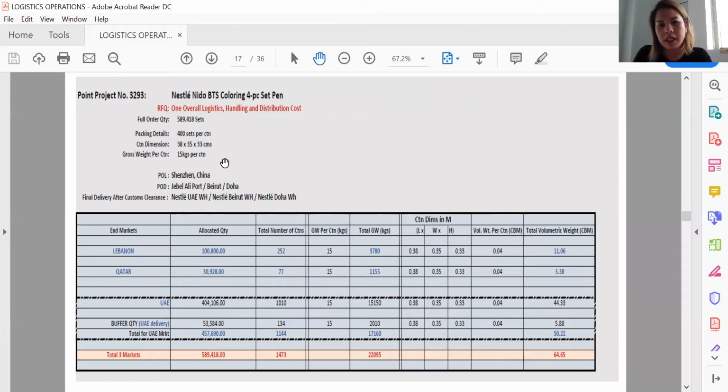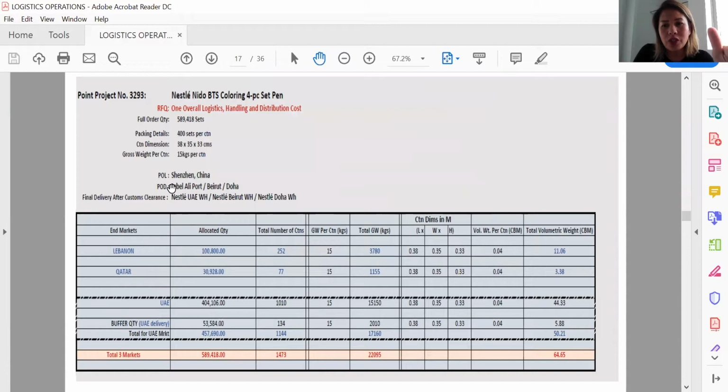POL, Shenzhen, China. POD, port of destination, Jebel Ali, Beirut, Lebanon, Beirut port, Doha port, which is in Qatar. So my shipment, my project, this project is basically for 3 markets. It will be produced in China because China is the cheapest manufacturing country for mass production, for mass quantity. We go to China. Chinese is our friends in trading.